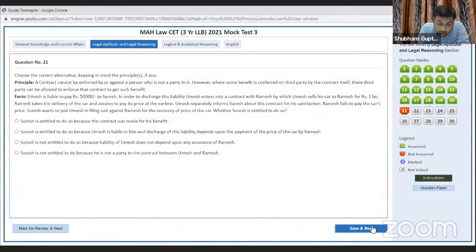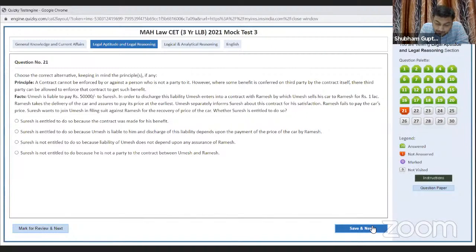Now let's move forward. A contract cannot be enforced by or against a person who is not a party. However, where some benefit is conferred to the third party by the contract itself, then the third party can be allowed to enforce the contract to such benefits. So Umesh is liable to pay 50,000 to Suresh. In order to discharge his liabilities, Umesh enters into a contract with Ramesh, by which Umesh sells his car to Ramesh for 1 lakh rupees, and Ramesh takes the delivery of the car and assures to pay 1 lakh. Umesh separately informs Suresh about the contract for his satisfaction.